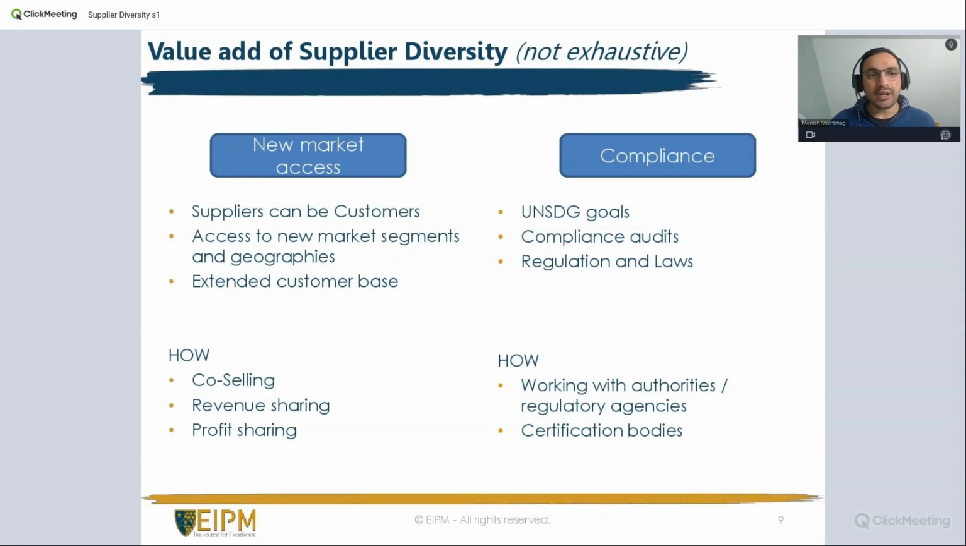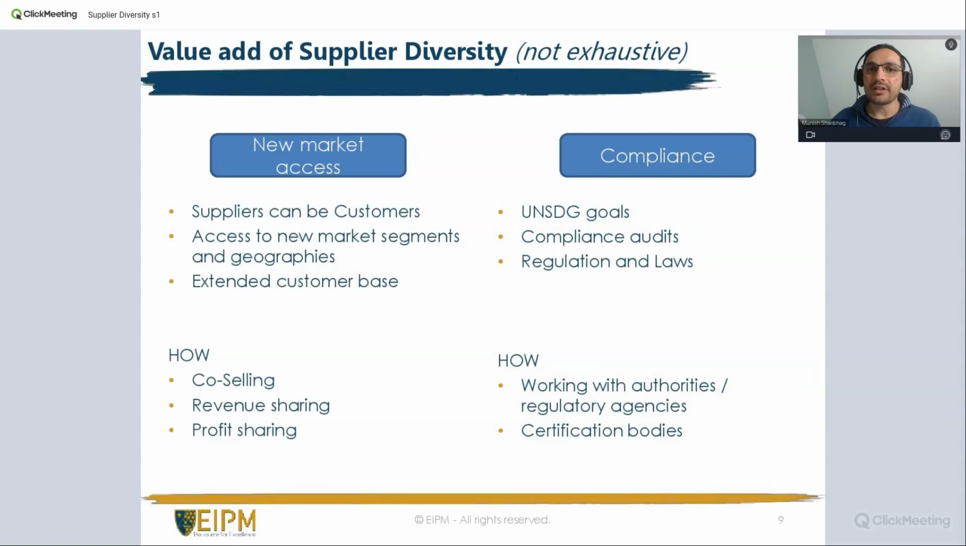Okay, how do you do it? Again, you could work closely with co-selling with these suppliers. So you're working with a supplier who is diverse. They have access to their own communities. You could work with co-selling, profit sharing, revenue sharing mode with these sellers, and you can build that eventually to get access to newer markets.